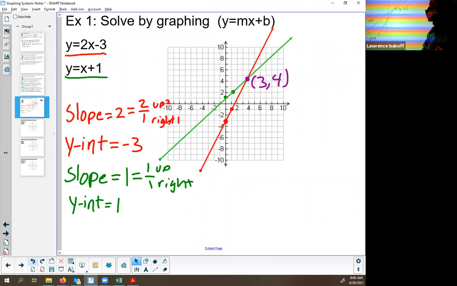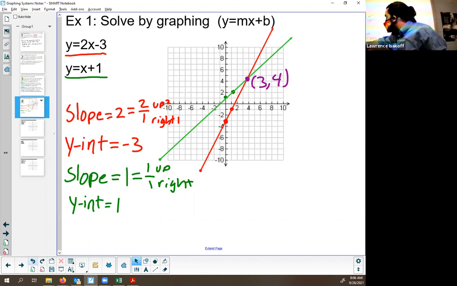How do you do the green one? So I started at 1 on my y-axis. I just went up 1, over 1. So that took me then to the point 1, 2.